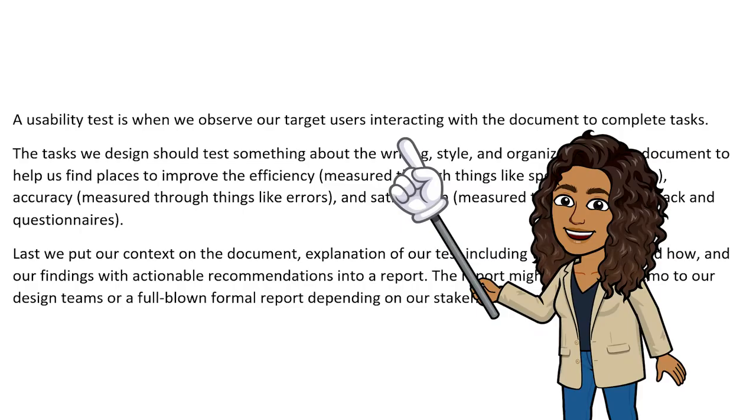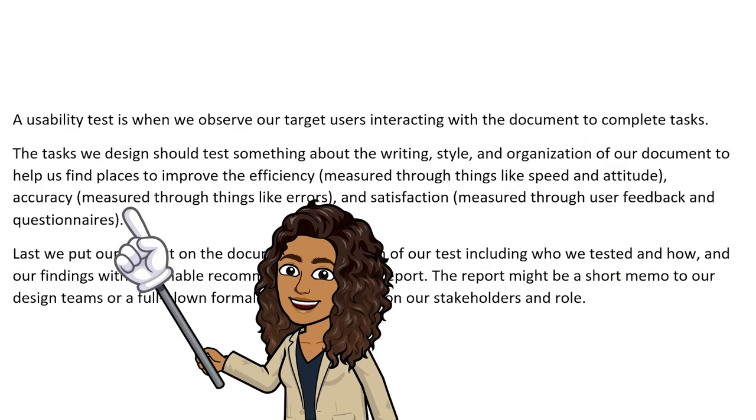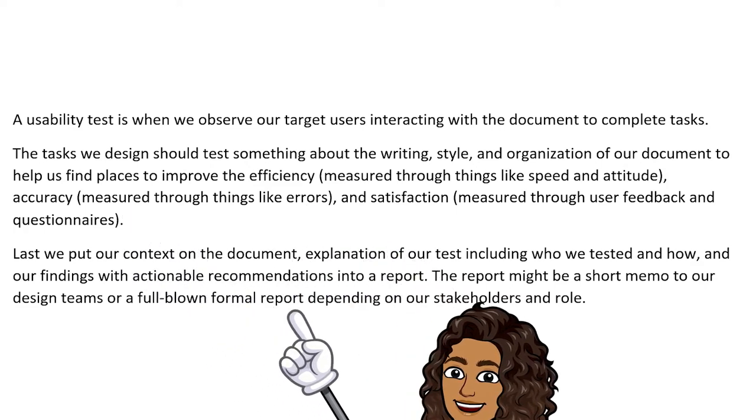Let's just review how to get started one more time. First, a usability test is when we observe our target users interacting with documents to complete tasks. The task we design should test something about the writing style and organization of our document to help us find places to improve the efficiency, measured through things like speed and attitude, accuracy, measured through things like the error rates, and satisfaction, measured through our user feedback and potentially questionnaires. Last, we put our context on the document, explanation of our tests, including who we tested and how, and our findings with actionable recommendations into a report.